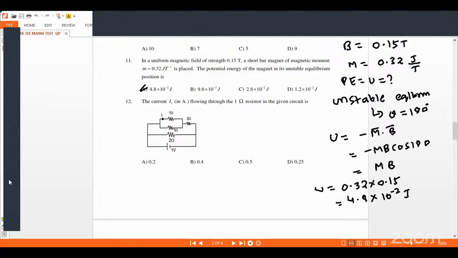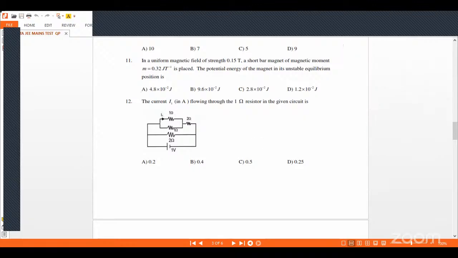Next question. It is the current I1 in ampere flowing through the 1 ohm resistor in the given circuit. They are asking to find the current in the 1 ohm resistor. Here, the net voltage applied is 1 volt. So, I'll find the total resistance first.